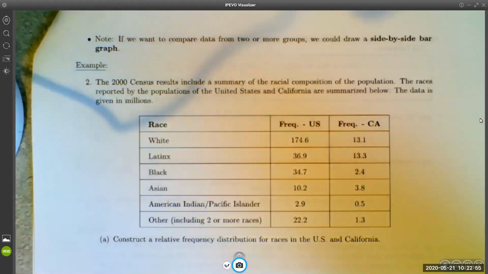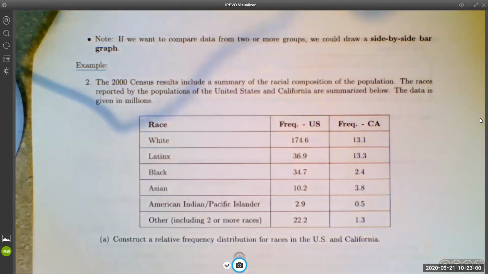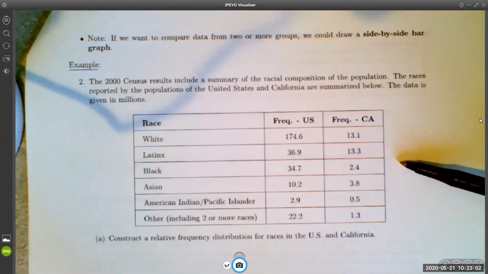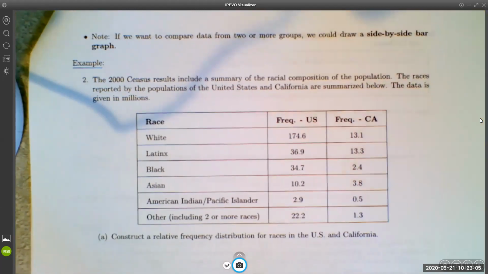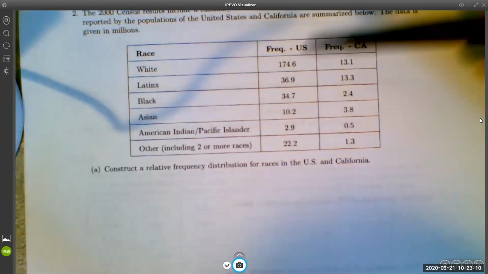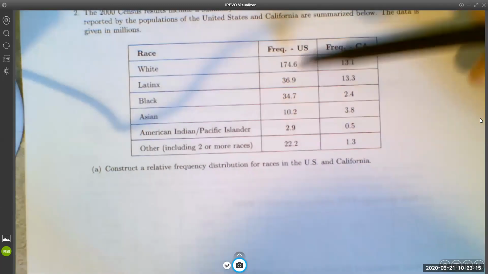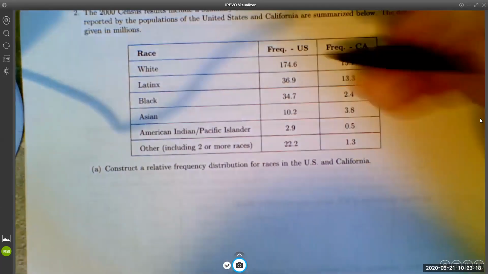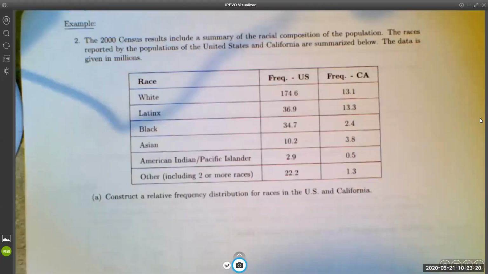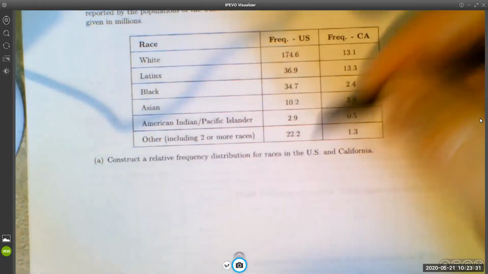And then part A says construct a relative frequency distribution for races in the US and California. So we already have a frequency distribution. Now we want to create a relative frequency distribution. So in order to do that, we're going to have to divide each of the frequencies in each of these categories by the total number of individuals in the categories, right? In this case, that information wasn't given to us in the problem. They didn't say how many US residents and California residents there were. So we just have to figure that out ourselves by totaling up the columns, right?